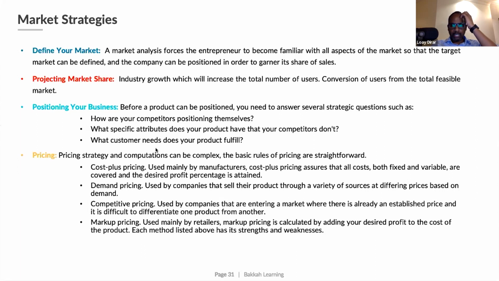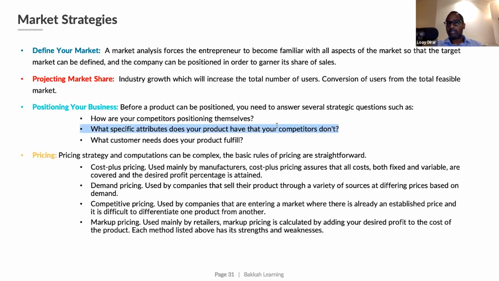Positioning your business. Before a product can be positioned, you better start by answering several strategic questions, such as how are your competitors positioning themselves? Are they positioning themselves as low-cost providers, high-end providers, or luxury item providers? You need to look at that. You need to answer the question from many perspectives. And what specific attributes does your product have that competitors don't? This will help to shape your competitive advantage in the market.